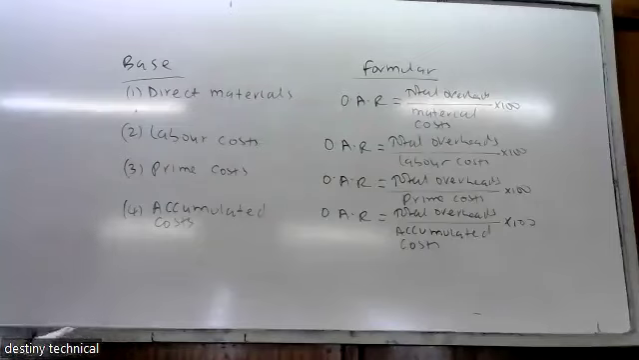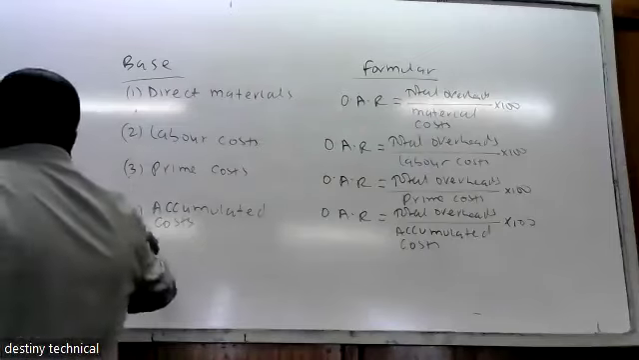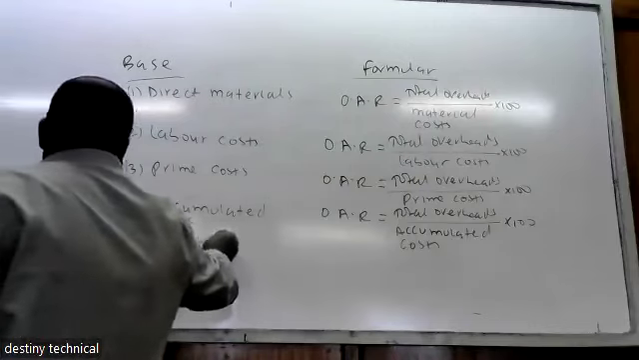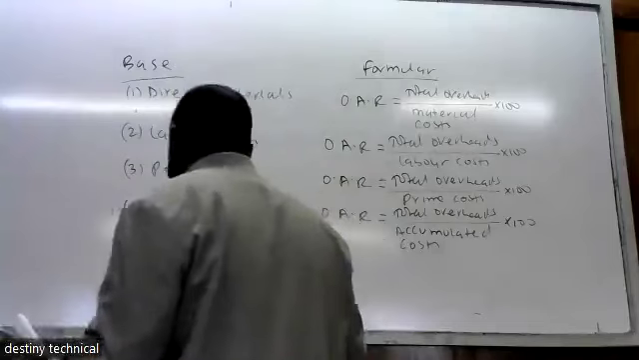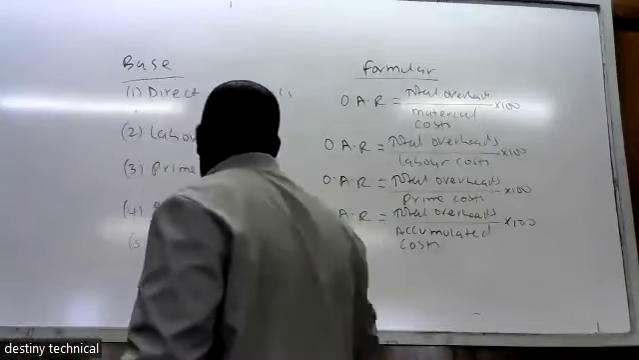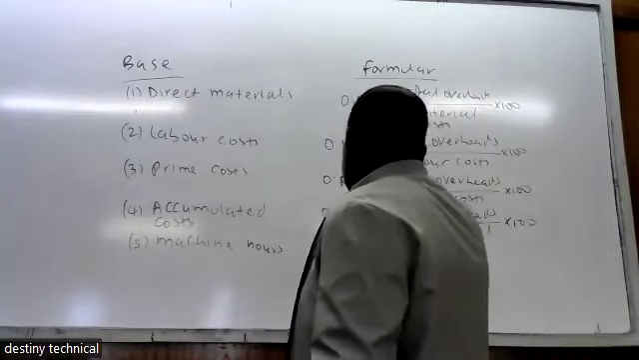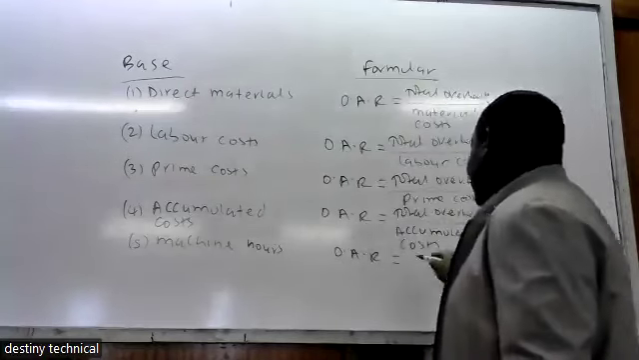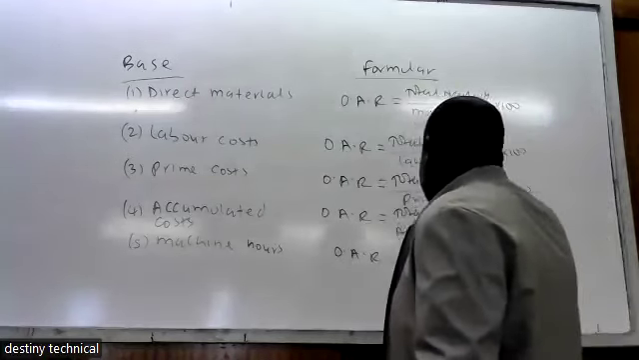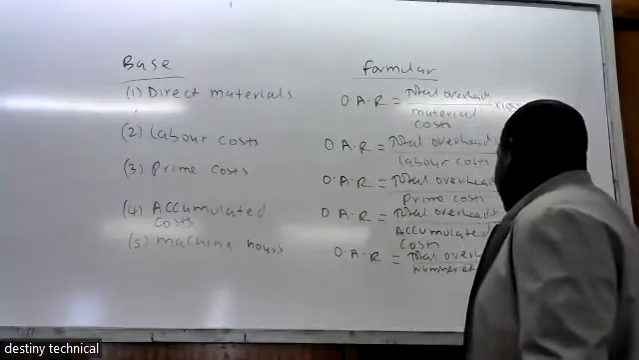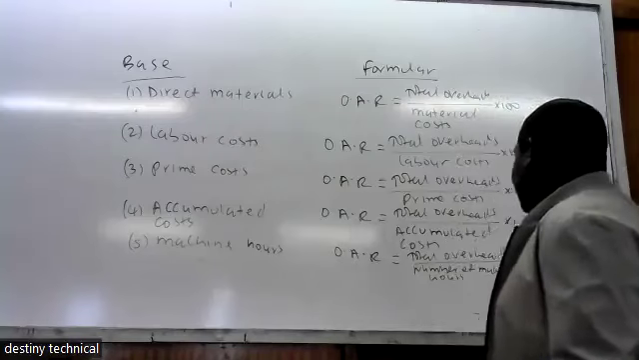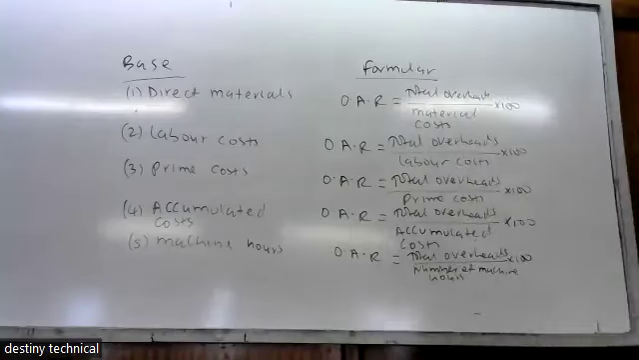The next one will be machine hours. So we divide the total overheads by the number of the machine hours.